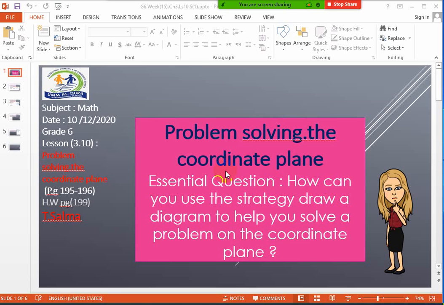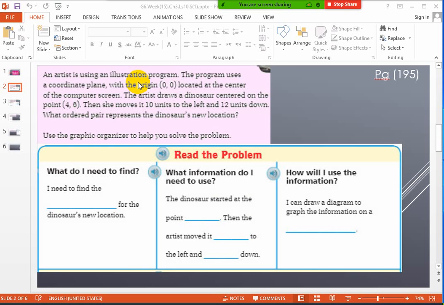So which strategy will I use in this lesson? The strategy that I will use is drawing a diagram or the coordinate plan. Okay, so let's start with the first one. Okay, so this is the first problem on page 195.